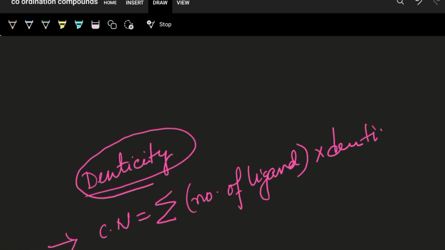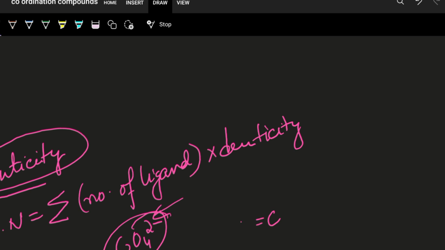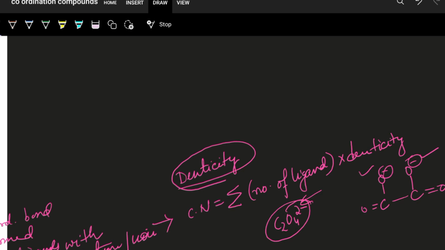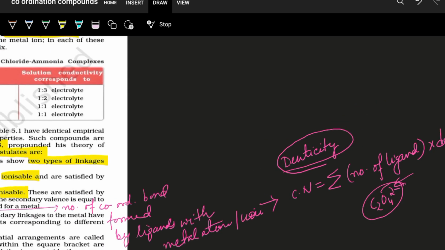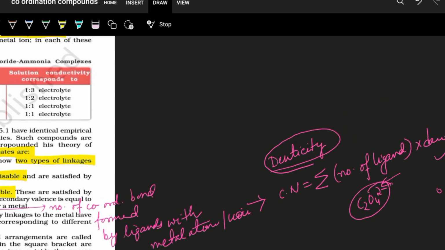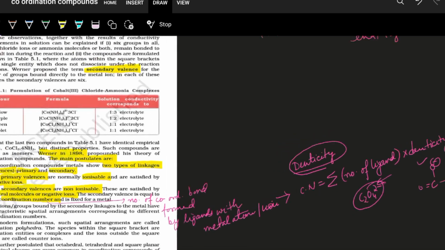Suppose I say oxalate ion is named as oxalato, C2O4 2-. Now this has 2 donor sites, C double bonded O, this is O minus, and another C double bonded O, this is O minus. So there are 2 donor sites, and so it has a denticity of 2. So if I say this oxalate is present near the central metal atom or ion 2 in number, what is its coordination number? 2 into 2 it will be, because 2 is the denticity.